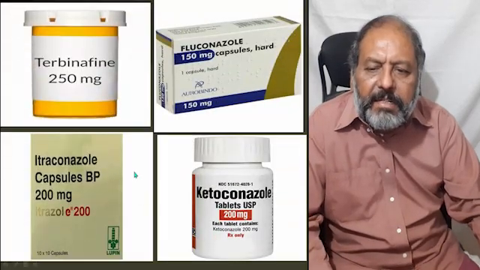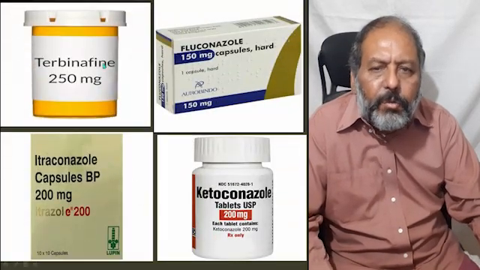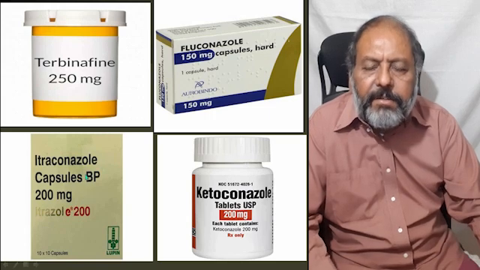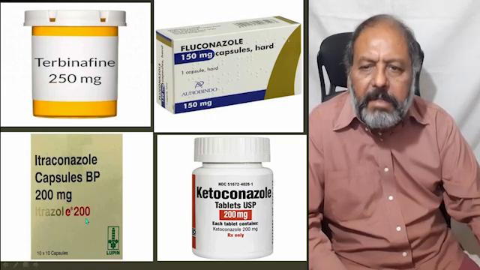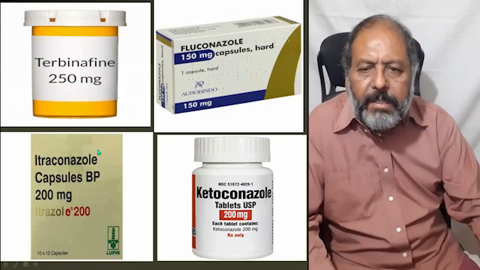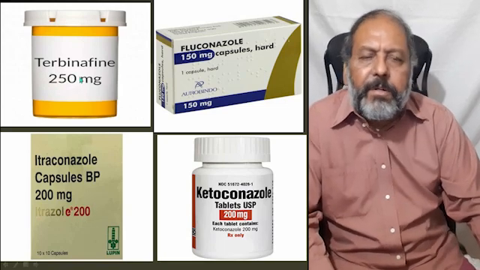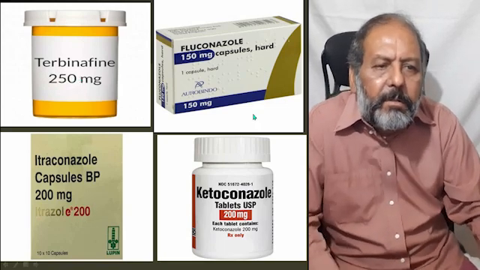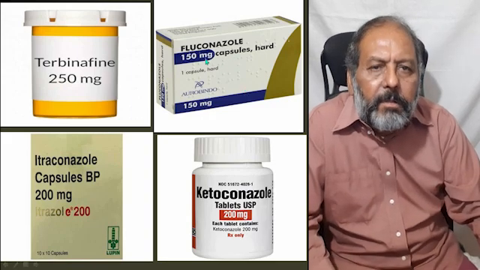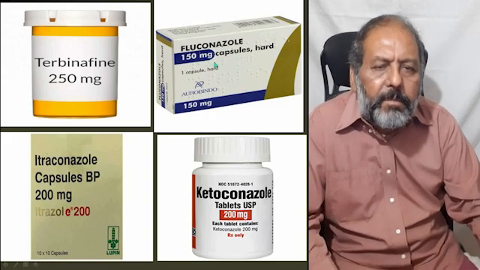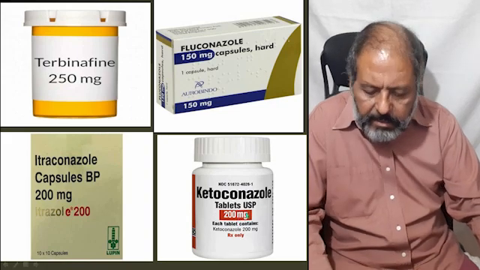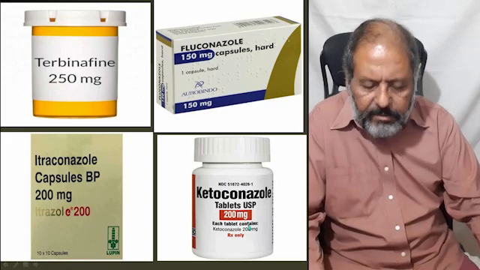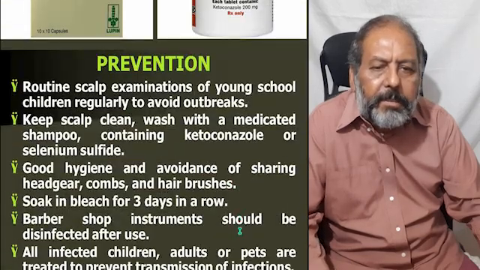So here one can see terbinafine 250 milligram tablet, that is itraconazole capsule, available at 200 milligram, also available as 100 milligram. Similarly, terbinafine 500 is also available. Fluconazole capsule, mostly 150 milligram, but 50 milligram is also available. And similarly, ketoconazole tablet is available in 200 milligram.